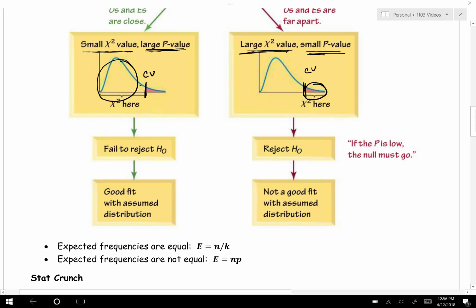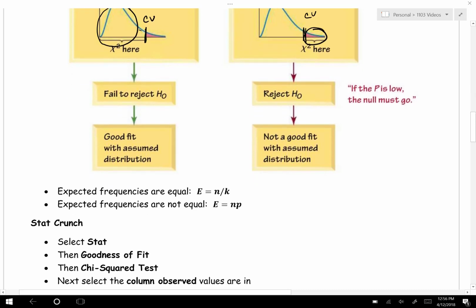So remember, the null hypothesis is that the data fits the distribution. The alternative is that it does not. If we fail to reject the null, it means that we do have a good fit. If we reject the null, it means that there is not a good fit.